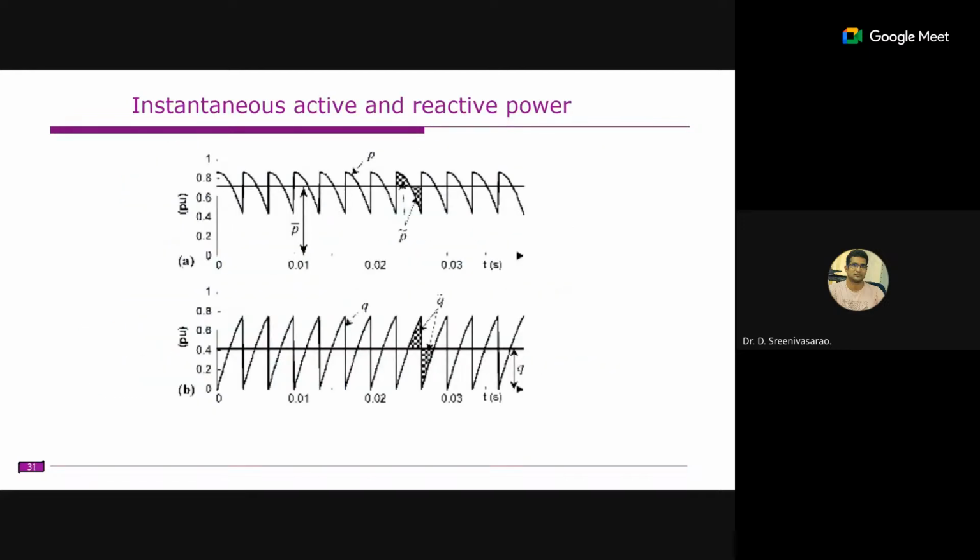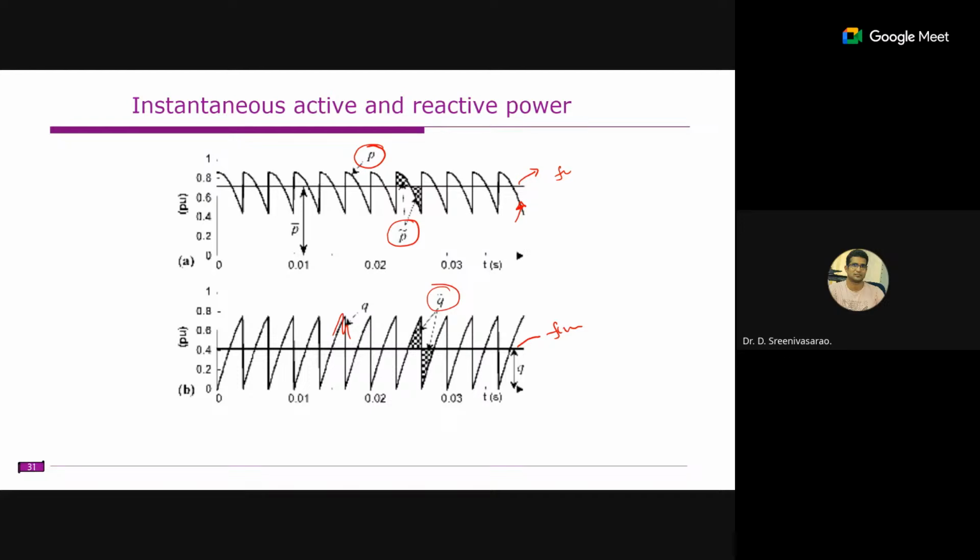Similarly for Q. So this one is P, and it consists of both AC and DC components. This is the DC component, which is due to the fundamental, and we have these ripples, the AC component, which are due to the harmonics. Similarly, for the reactive power Q we have an AC component and a DC component. This one is due to the fundamental, and these oscillations, the AC component, are due to the harmonics.